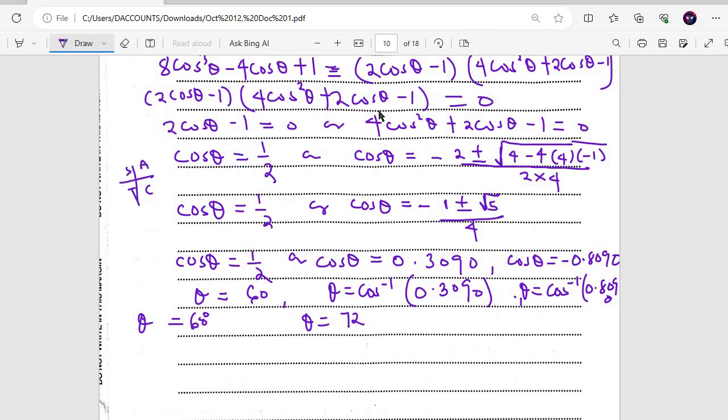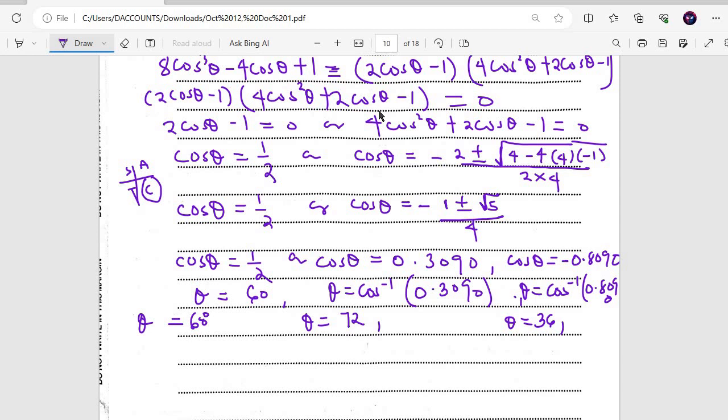CAST. Where is cos positive? Yeah, 360 minus theta. We can't use that. 72, we meant 72. Arc cos of this second function, cos of 0.8090, that gives 36 degrees. This one gives 36 degrees, but it's negative.